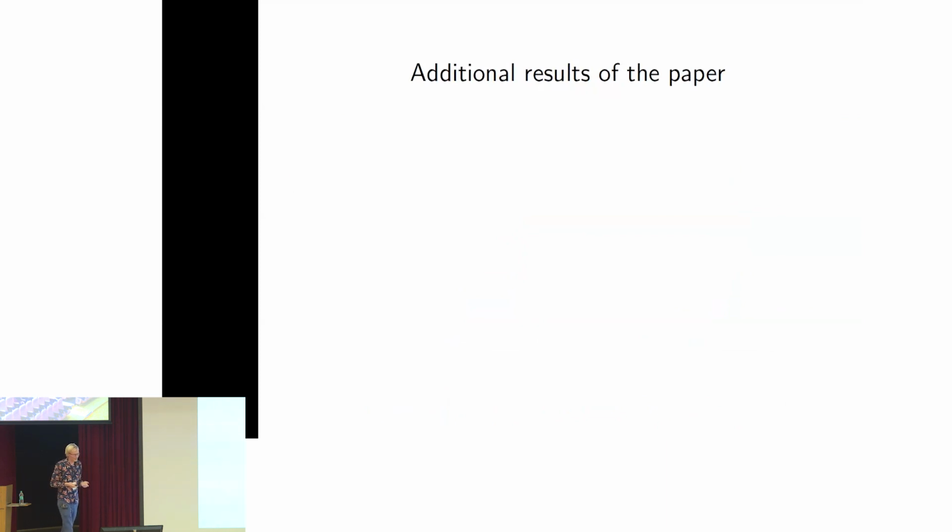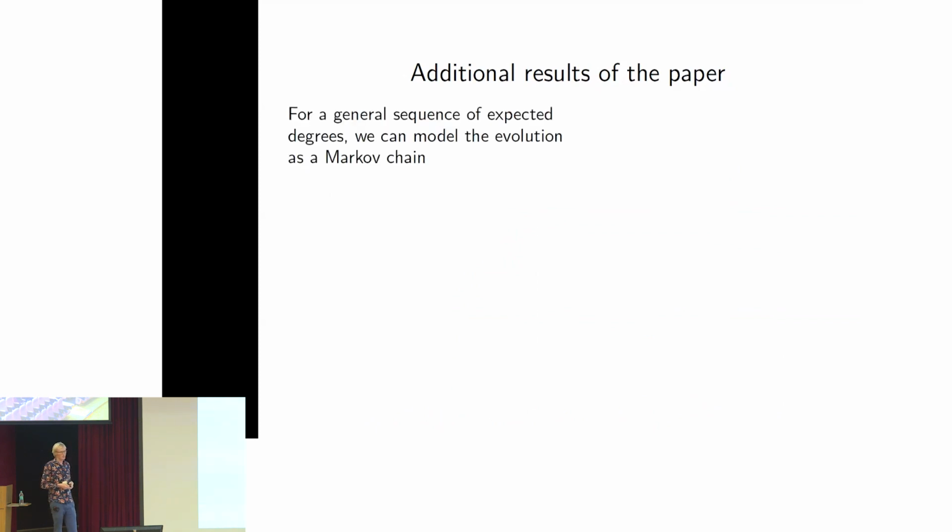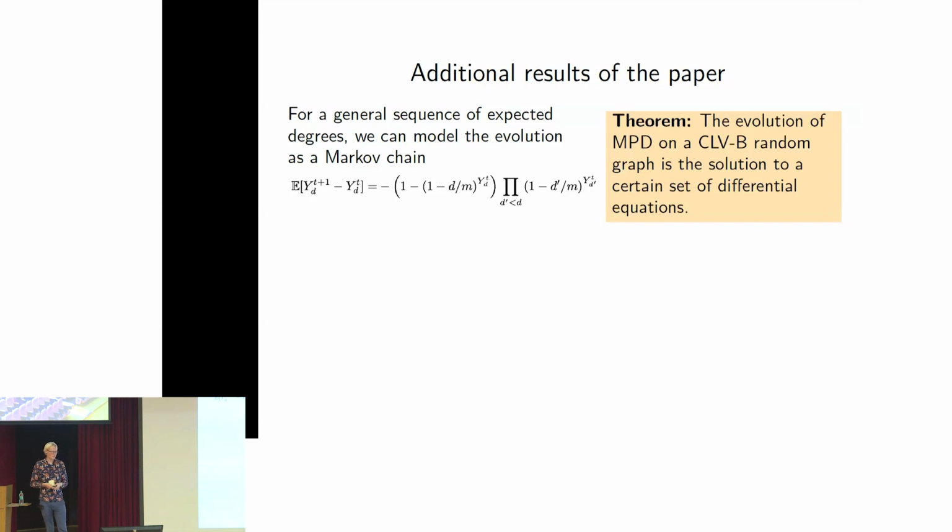Just to mention, we have a couple of other results in the paper that I didn't get time to talk about, but in case you're interested, these might be reasons to look into the paper. I mentioned that for a general sequence of degree predictions, we can model the evolution as a Markov chain. It's not so surprising, but you can do this. You have to look at the probability that, if you're matching a node of degree d, you have to pick it in the random process, but you can't pick anything that has degree smaller than d. And we have this theorem that the evolution of MPD on these graphs can be cast as the solution to a related set of differential equations.